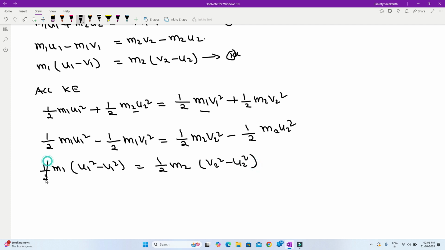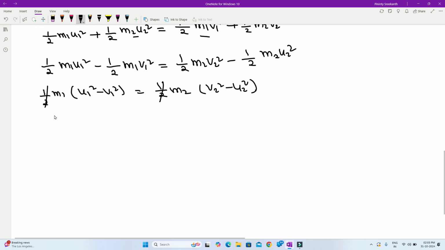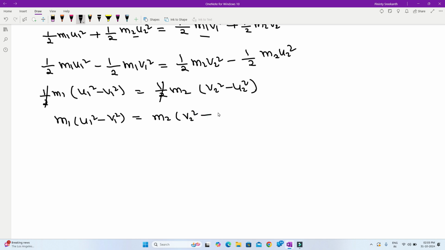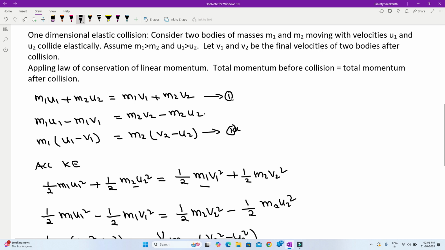Now cancel half and half, then the equation becomes m1 into u1 square minus v1 square is equal to m2 into v2 square minus u2 square. This is equation number 2. This is equation 1, this is equation 1a.